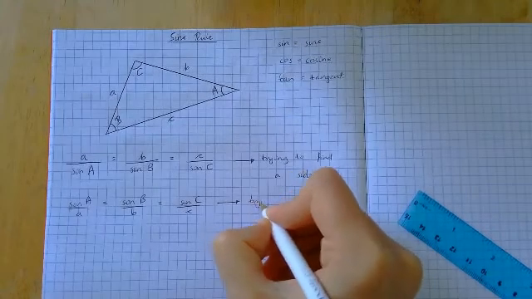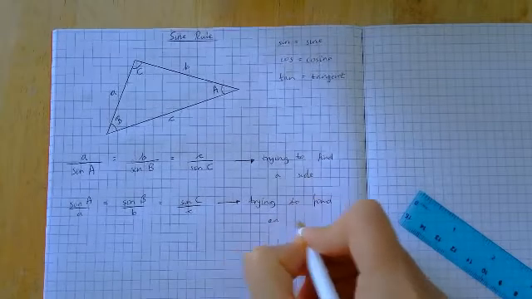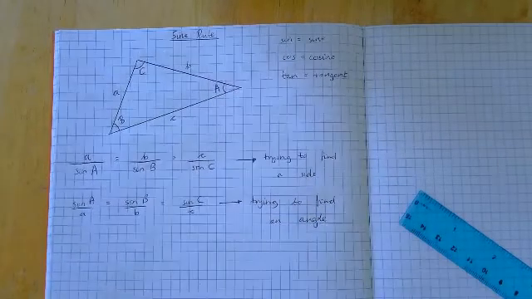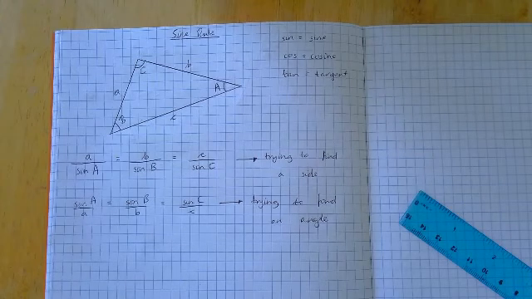So that's how I'm trying to find a side. And this one is probably then going to be trying to find an angle. It just stops you having your x on the bottom, as it were. Right, so let's see how this works in practice.